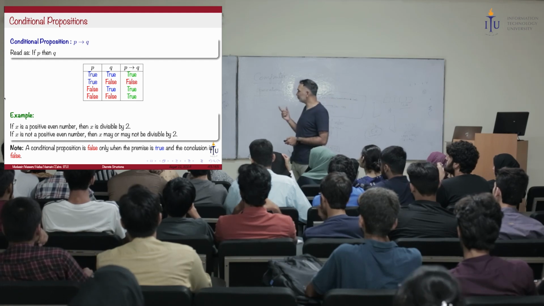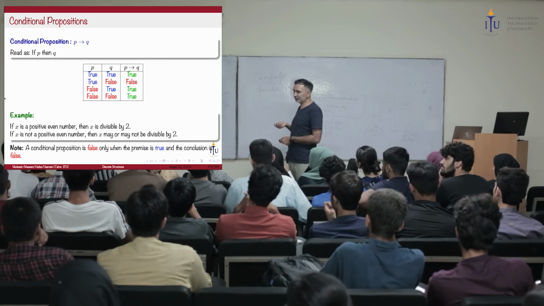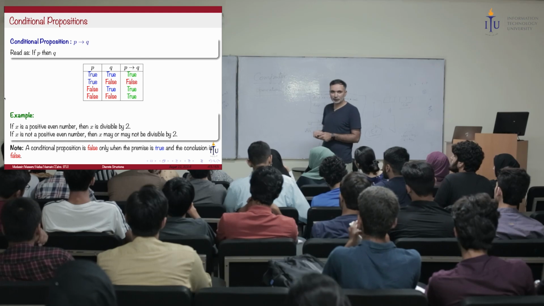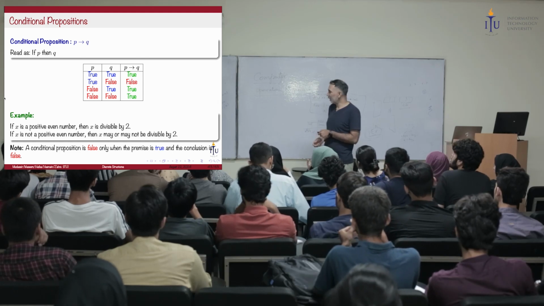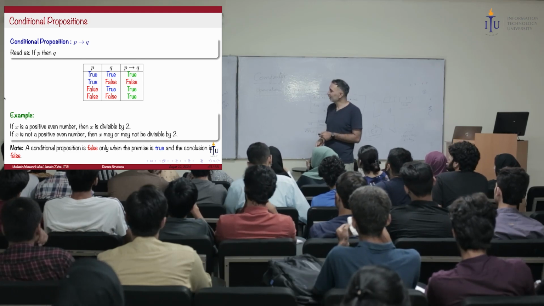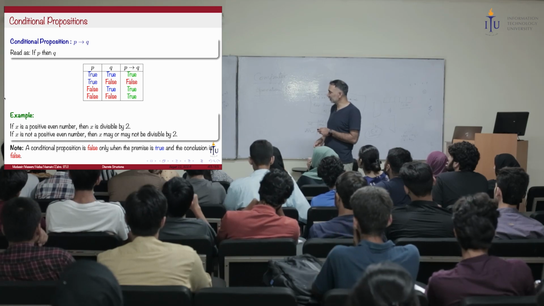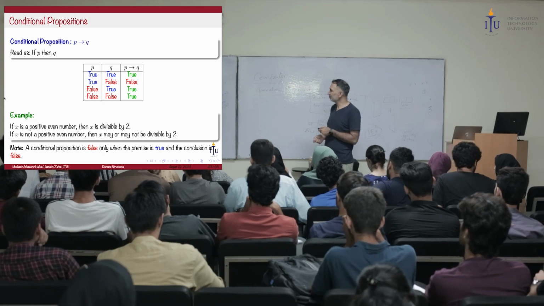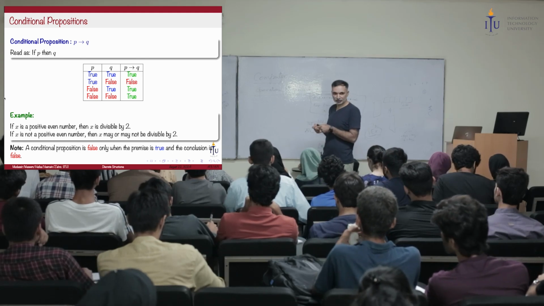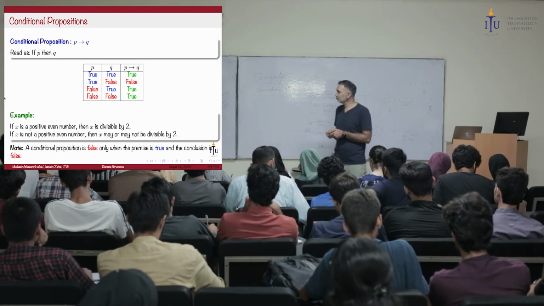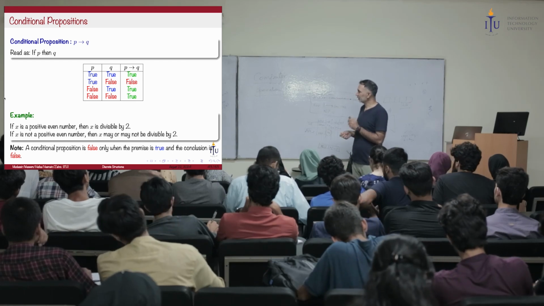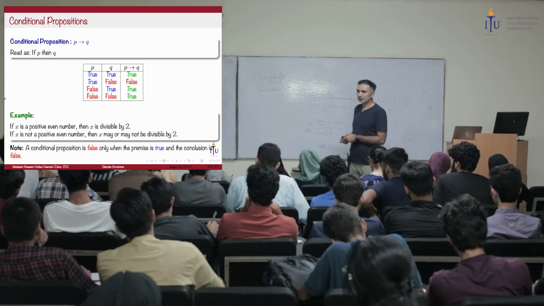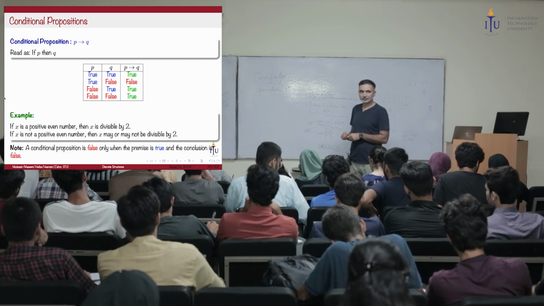A conditional proposition is false only when the premise is true and the conclusion is false. Okay? There are two definitions here that I haven't marked. But remember, the first part of the conditional is the premise. Okay? And the second part is the conclusion. Keep that in mind. Should I move on? Yes? Questions?